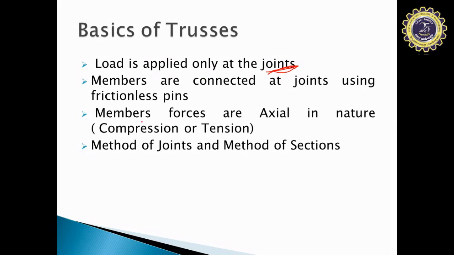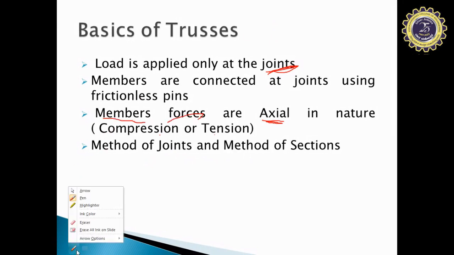The third point says the member forces are axial in nature. Yes, in trusses you will not see any bending moment and you will see only axial forces, and these forces can be compression as well as tension. It can be a compressive force or a tensile force in the members. The last point is method of joints and method of sections. These two are the methods that we follow in order to find the member forces.